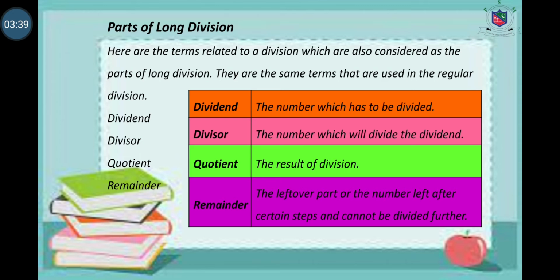And if you recall, in our previous lesson we studied that the dividend is the number which has to be divided. Divisor is the number which will divide the dividend. Quotient is the result or the answer of division. Remainder is the leftover part, or the number left after certain steps, that cannot be divided further.